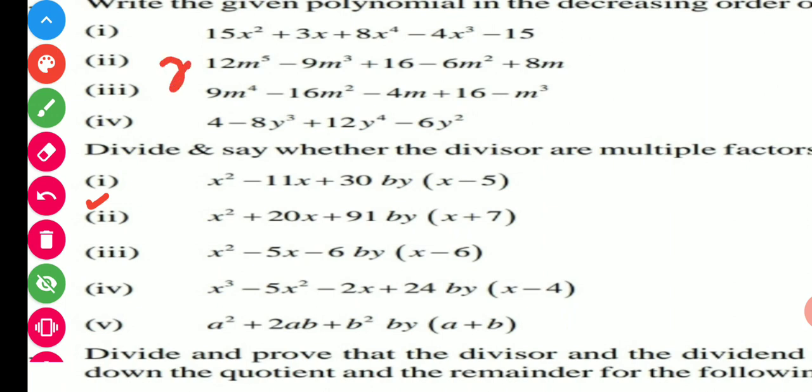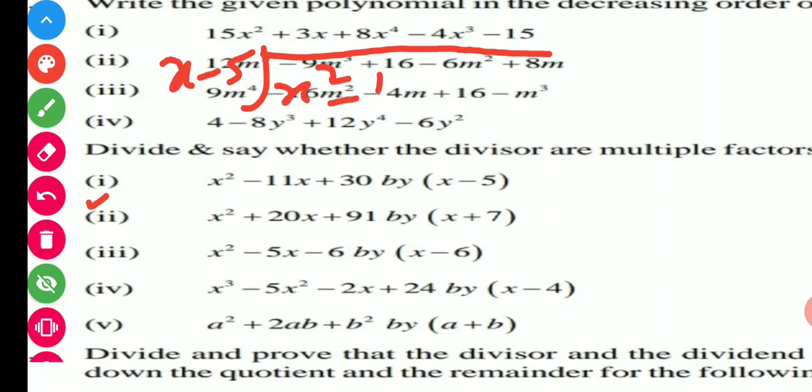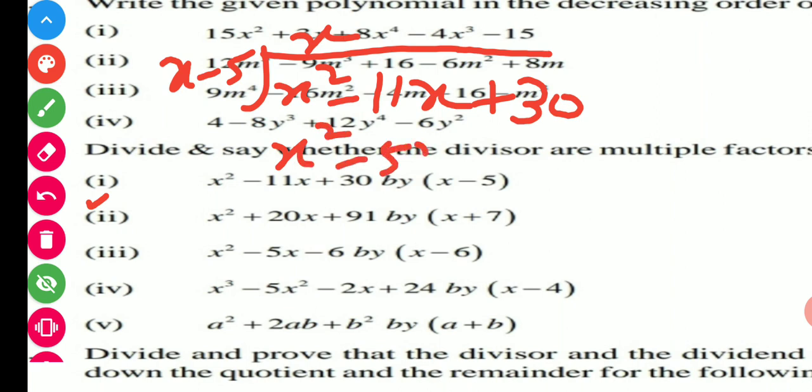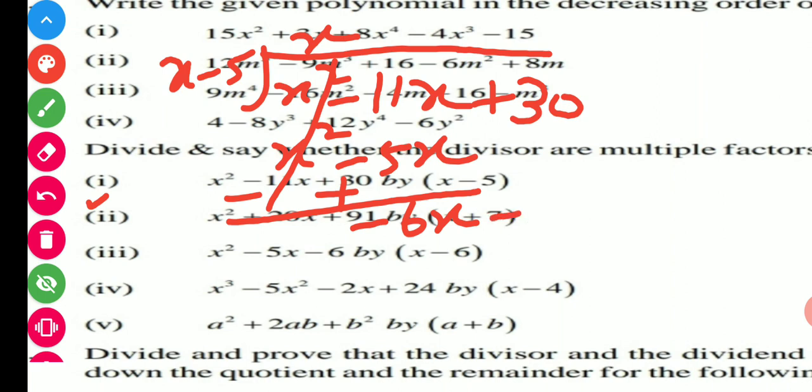Now x minus 5 divided into x square minus 11 of x plus 30. First of all, it is x times, so multiply x with x minus 5, so it is x square minus of 5x. Now change their sign, it is plus, so it will cancel out. It is minus 6x and plus 30.